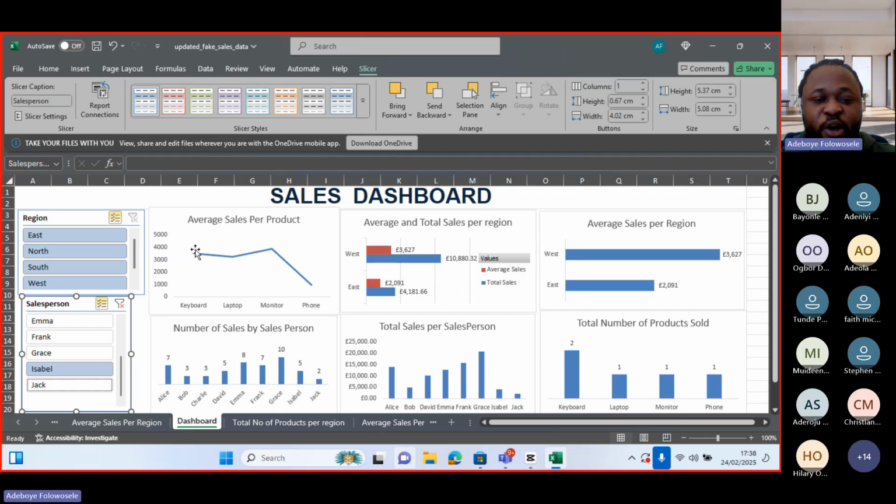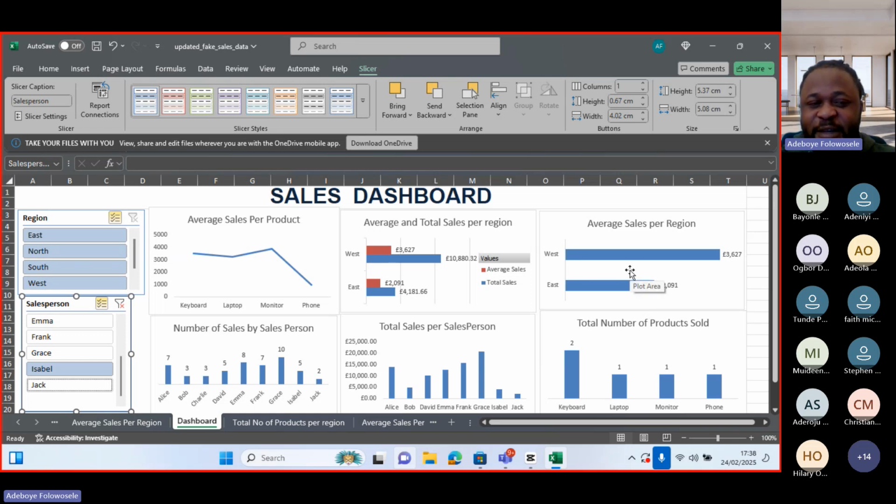So he sold keyboard, sold laptop, sold mouse, sold phone. Then how many did he sell? Keyboard 2, laptop 1, mouse 1, phone 1. Then most of his work also are in the east and in the west. And that's why we have east and west here as well.